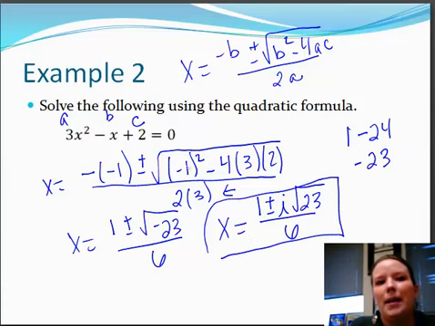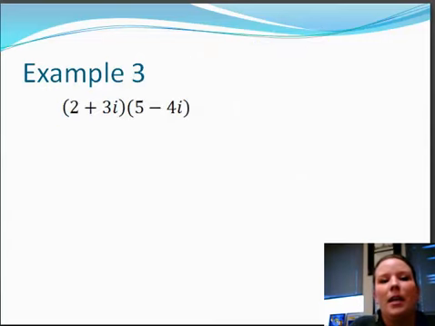Okay? So make sure that you're typing this part into the calculator correctly and you know what's going on so that when you get a negative, you can pull out the i. Alright, that's our second example. Our third example. This problem will say to simplify. I forgot to write that on there. Okay, so we're simplifying.